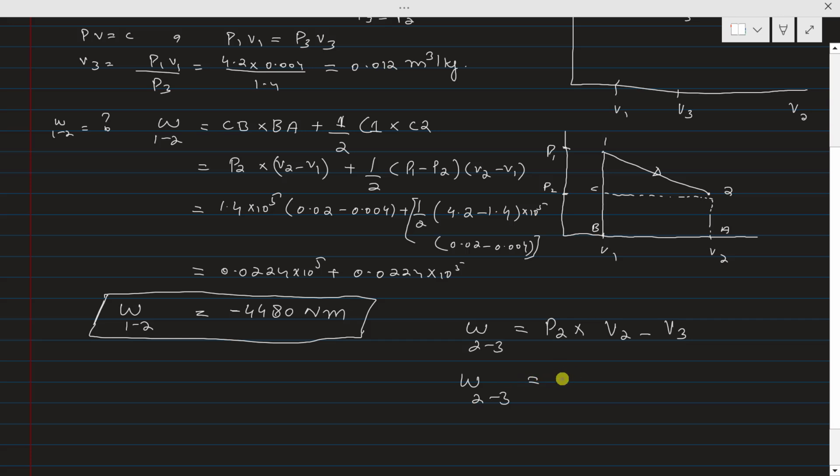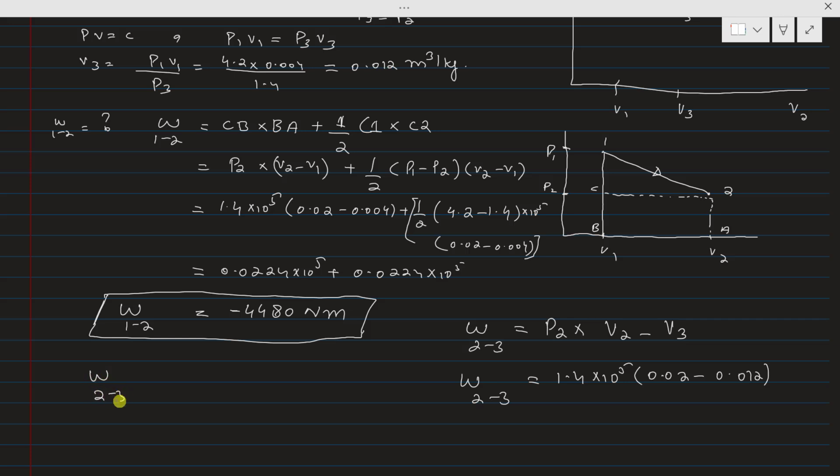What is P2? That is 1.4 multiplied 10 to the power 5, into V2, it is 0.02, minus V3, 0.012. After solving, we will get the work. I'm writing here from 2 to 3 work input, that is 20 Newton meter. So this is the work input from process 2 to 3.